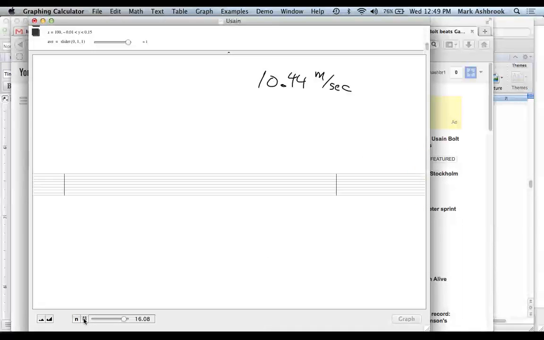Does the baby represent the constant speed of 10.44 meters per second? Yes. So if it's a constant speed, then it's also his what? His average speed. That's what you told me. We got this from his race, and you told me that's his average speed. But that's the constant speed of the baby.